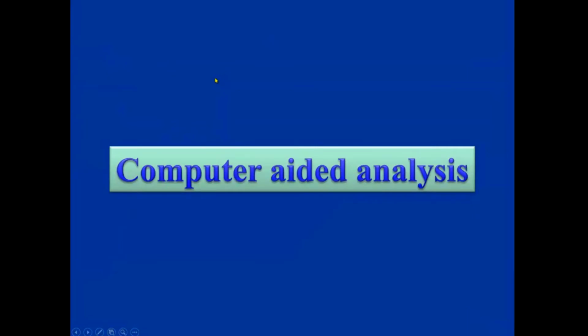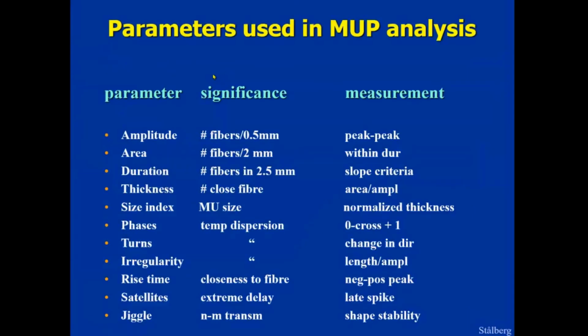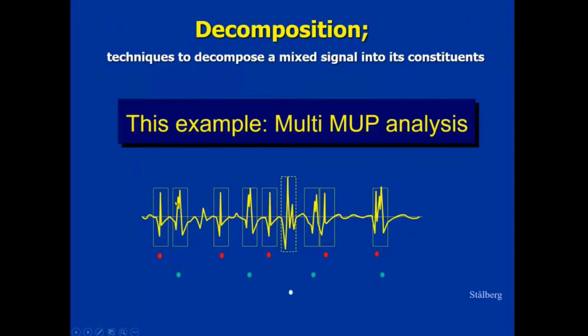But the other thing is that we can analyze these parameters with computer, and then we measure amplitude and area and duration and something we call thickness, which is the area divided by amplitude, and number of phases, rise times, satellites, and so on. And that is done in the following way. The similar principle for different equipment.